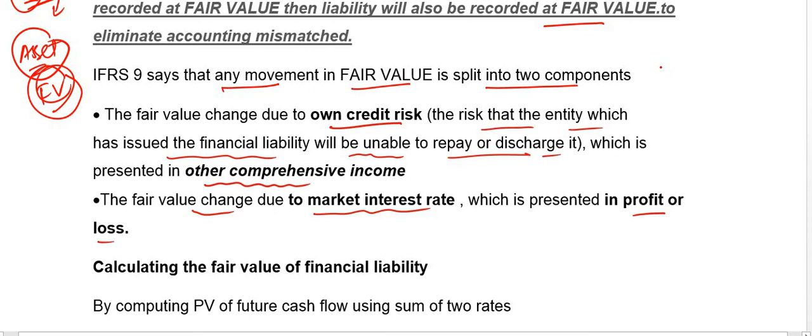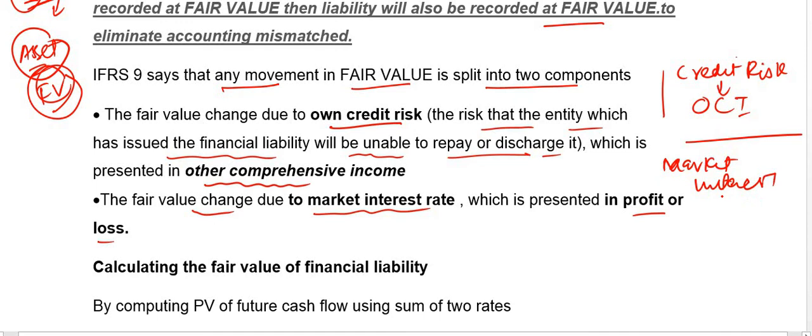So there are two cases. If the fair value movement is because of credit risk, then you will record that amount to OCI. If the fair value movement is because of the market interest rate, then you will record that change to profit or loss.